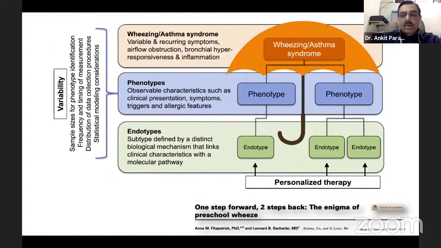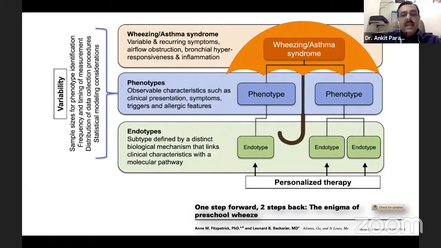Now, we all have been realizing that asthma is not one diagnosis, rather it is an umbrella term, or it is more of a syndrome. And it involves a lot of phenotypes. So what is meant by a phenotype is that there are certain set of symptoms and signs which you can identify and you can classify your children into. So phenotype is something which is clinical.